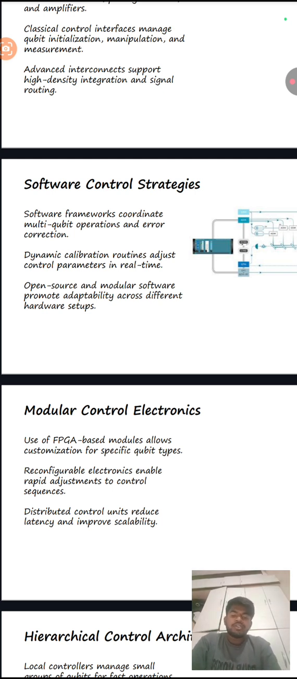In the modular control electronics, the use of FPGA-based modules allows customization for specific qubit types. Reconfigurable electronics enable rapid adjustments to control sequences. Distributed control units reduce latency and improve scalability. These are the modular control electronics.